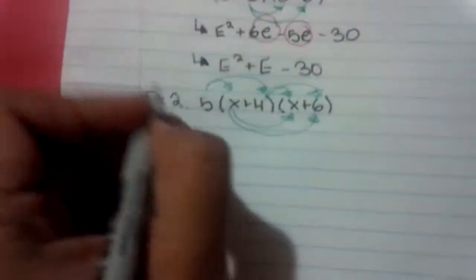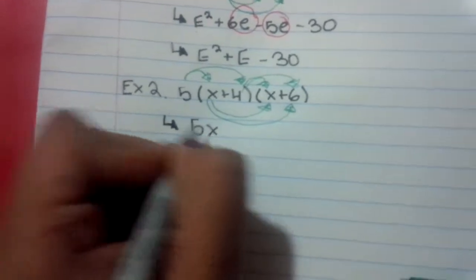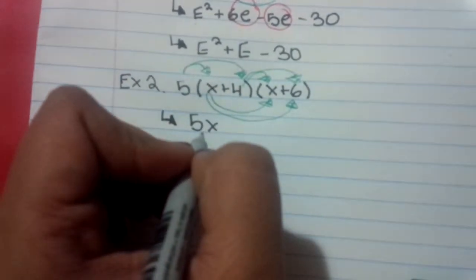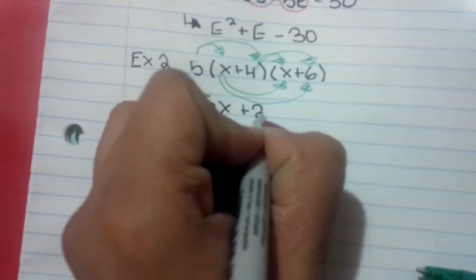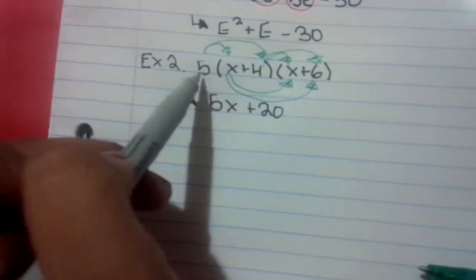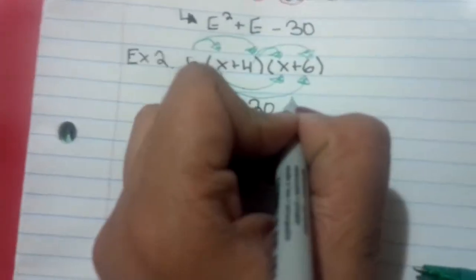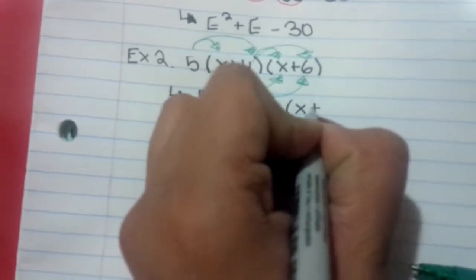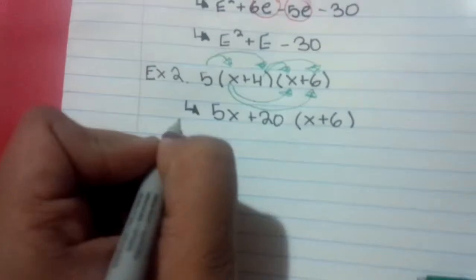Okay, 5 multiplied by x gives us 5x. And 5 multiplied by 4 gives us 20. So 5x plus 20. But remember, we only distribute 5 to the first brackets because the 5 is in front of the first brackets, not the second brackets. And then we leave x plus 6 how it is. Now everything over here will be distributed into that.